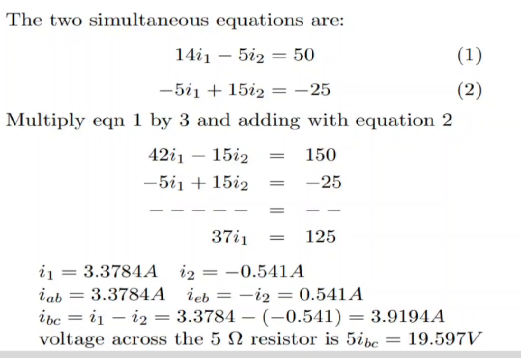Now you can solve the equations. Minus 15 I2 plus 15 I2 will be equal to 0. So the final equation is 37 I1, which is equal to 125. So by solving, I1 is equal to 125.